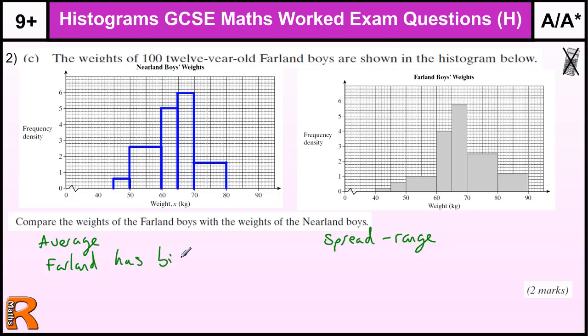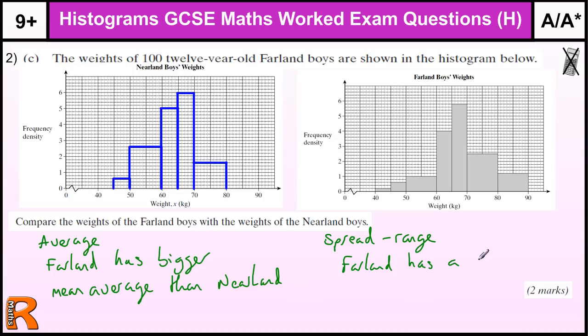has bigger average, and we'll say mean average than Nearland. For the spread and the range, it's clear that Farland boys have a wider spread because they're going from 40 to 90 than Nearland, which is 45 to 80. So Farland has a bigger range than Nearland. Okay, and that's all you need for 2 marks.